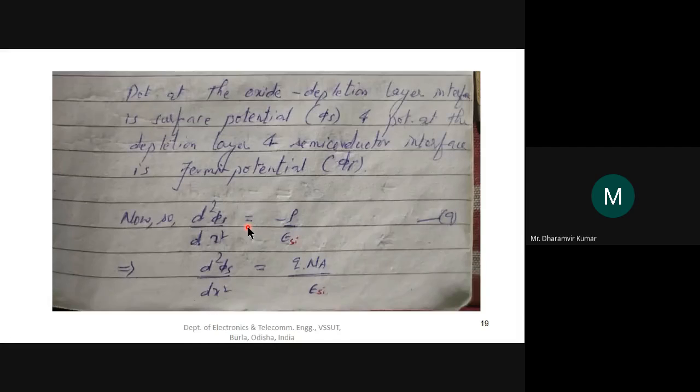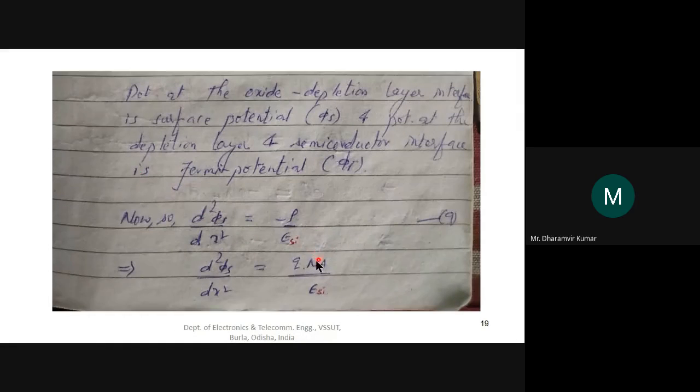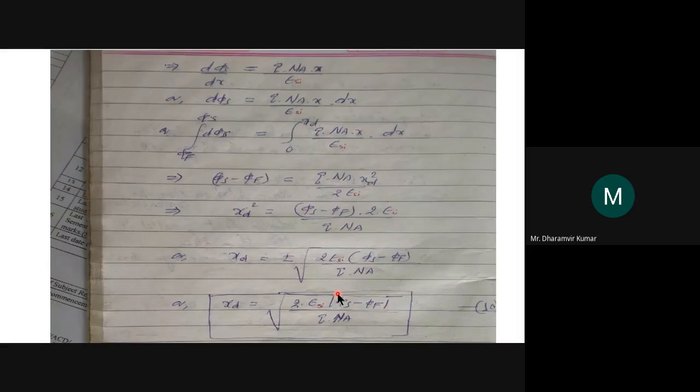Now Poisson's equation, if we apply at the top interface, v should be replaced by phi s, the surface potential. So this becomes d square phi s by dx square equals minus rho by epsilon silicon. This can be written as d square phi s by dx square equal to q na by epsilon. Can we write this? Look, we had here rho equal to minus q na. So substitute this term in this equation. This will become q dot na by epsilon si. These are simple substitutions. So we are left with this equation.